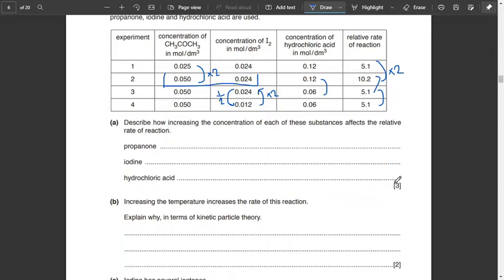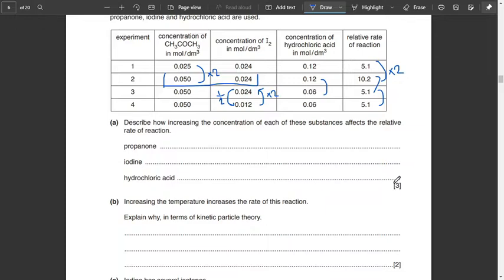And you'll get 3 out of 3 marks. Part B. Increasing the temperature increases the rate of this reaction. Explain why in terms of kinetic particle theory. It is very easy. It's a very common question, and in every rate of reaction question, you will always have this kind of a part in it, like explain in terms of kinetic particle theory.